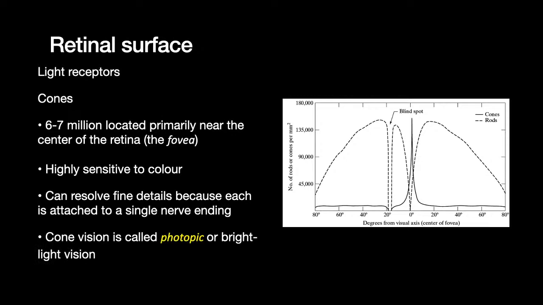different colors. But cone vision is called photopic vision, or the bright light vision, because they work only when there is a strong light. Why? Because they are less in number. Although the number is very high here, at the rest of the places they are very less. So as the light intensity drops, their efficiency drops quickly.